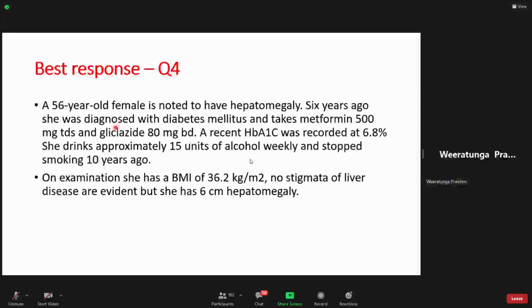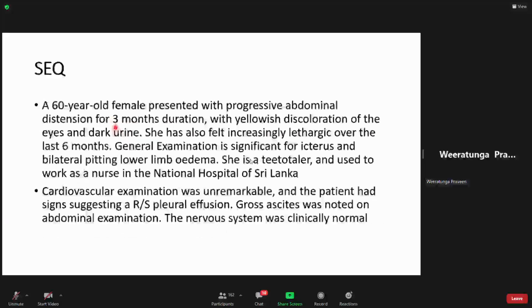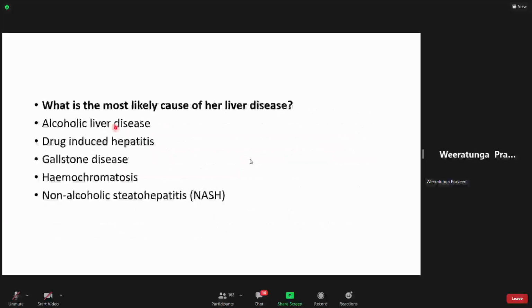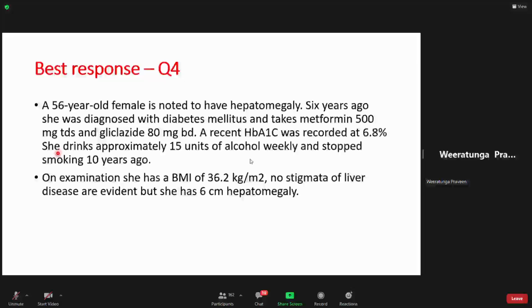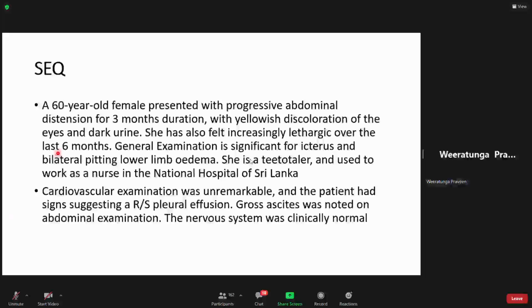So I would say most likely this is mostly NASH, though in an MCQ you can argue for either, especially because the AST should be high if it's more alcohol. And this patient is drinking barely above the so-called safe limit and is obese. But this is not the sort of MCQ where you get clear-cut answers, so don't worry.